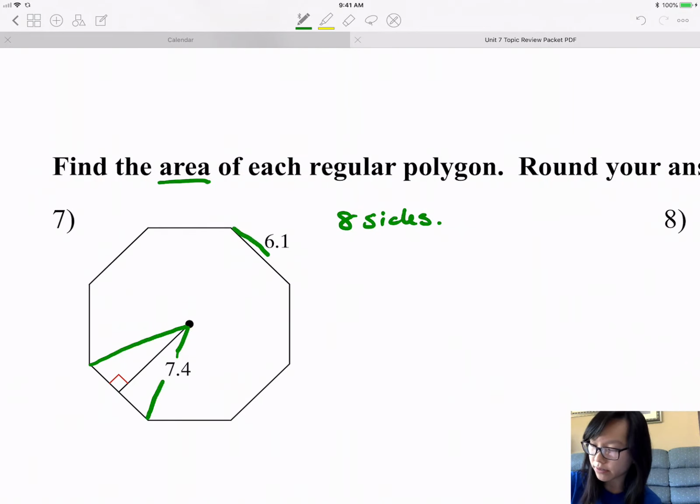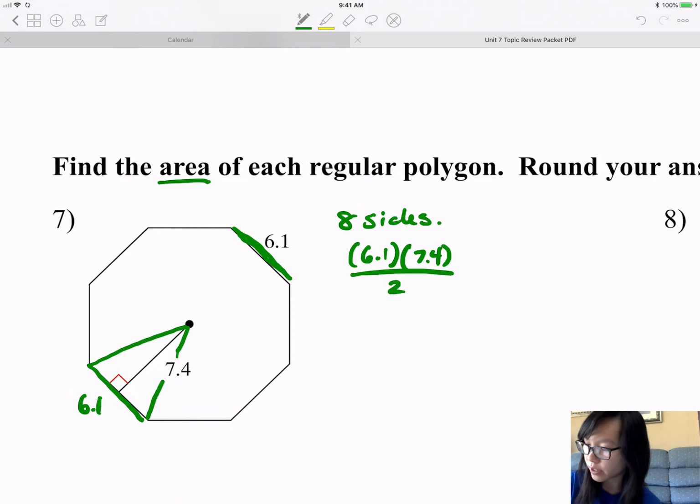And notice they give you the base, which is 6.1. This is 6.1 right here. The base is 6.1, and then the height is 7.4. And we're going to divide by 2. That's the area of a triangle: base times height divided by 2.